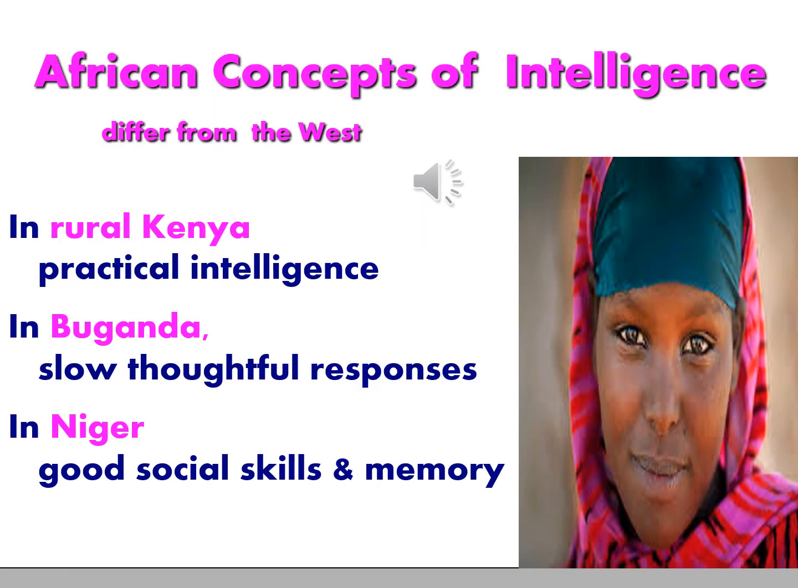Let's consider intelligence from an African point of view. Now, certainly there is no African one point of view. There are over 3,000 different tribes in Africa. We're just going to look at 3. Let's consider rural Kenya. To them, the intelligent man, woman, or child is someone who excels in practical intelligence.